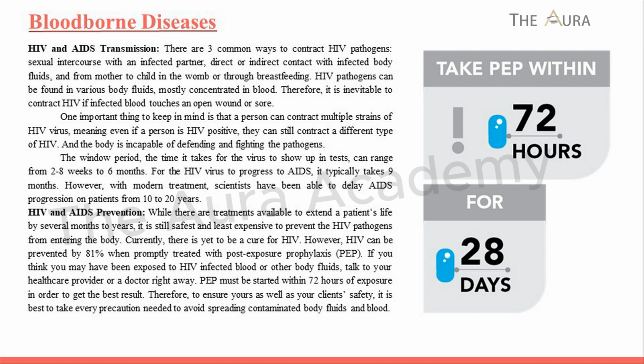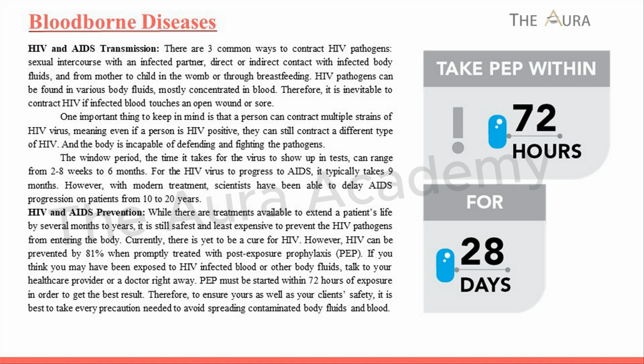One important thing to keep in mind is that a person can contract multiple strains of the HIV virus, meaning even if a person is HIV positive, they can still contract a different type of HIV, and the body is incapable of defending and fighting the pathogens. The window period, the time it takes for the virus to show up in tests, can range from 2 to 8 weeks to 6 months. For the HIV virus to progress to AIDS, it typically takes 9 months. However, with modern treatment, scientists have been able to delay AIDS progression in patients by 10 to 20 years.